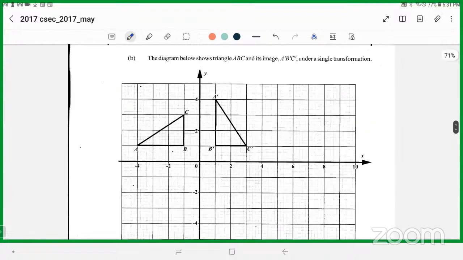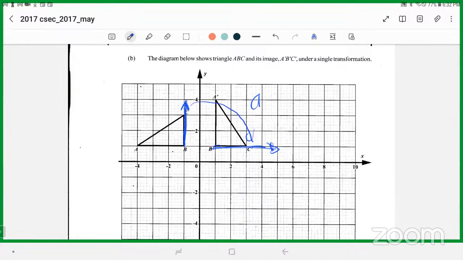Transformation. The diagram below shows triangle ABC and its image A prime, B prime, C prime under a single transformation. So we go from this to this by a single transformation. The first thing I'm observing is that there's a turn. For example, BC, which was this way, is now this way. So it's a turn of 90 degrees, a 90-degree clockwise turn.